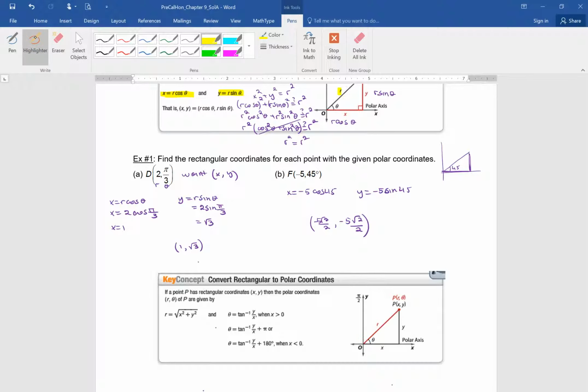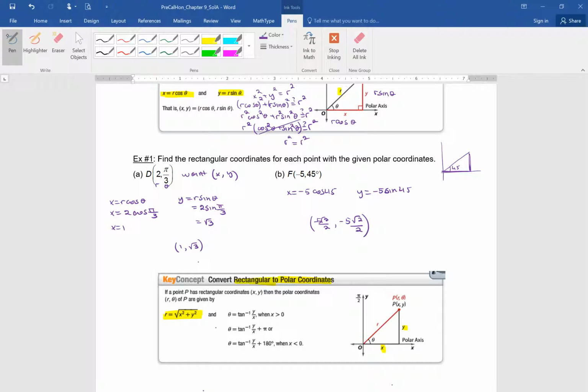So we just converted polar to rectangular. How do we convert rectangular to polar coordinates? Now, if you know x and y, how would you find r? Pythagorean theorem. So r is equal to the square root of x squared plus y squared. And we did this in the last chapter.